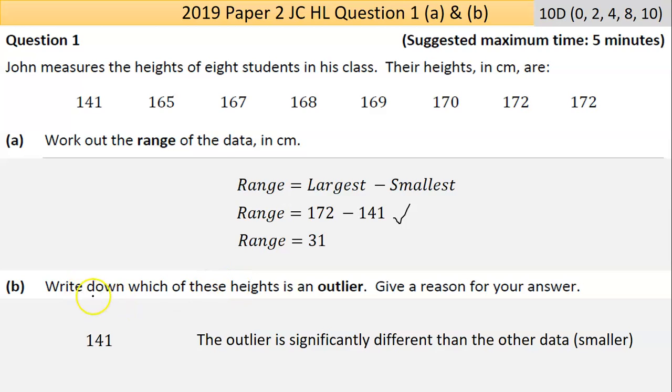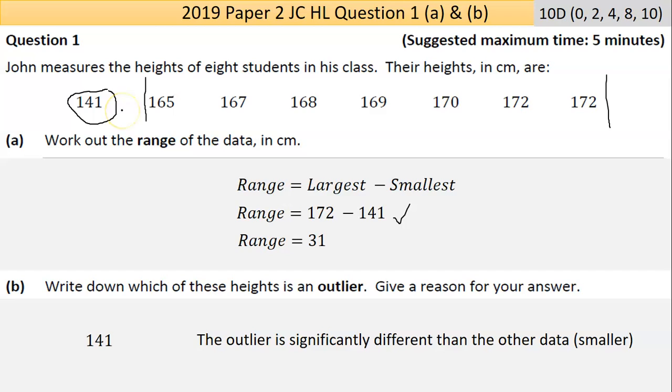Now part B here, so write down which of these heights is an outlier. Now outlier means what's strange about it. So let's look at it. All these heights here are within 5 or 7 of each other. This one is much smaller. So one person is much shorter than everybody else. So the answer is the 141, because it's much different than all the other ones.